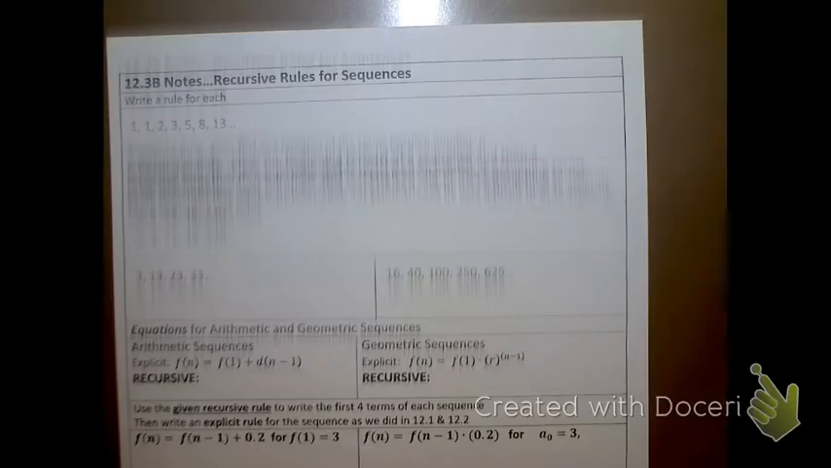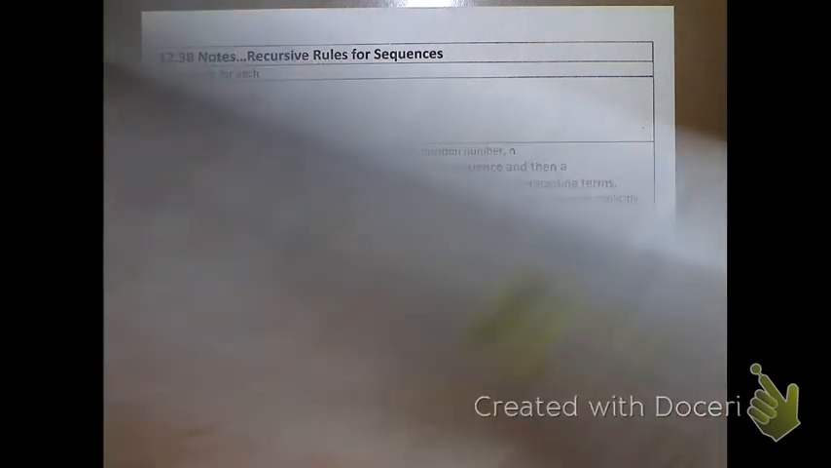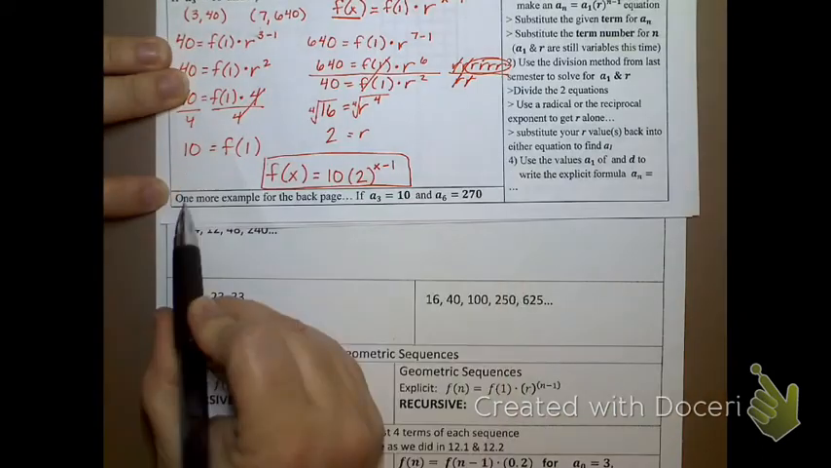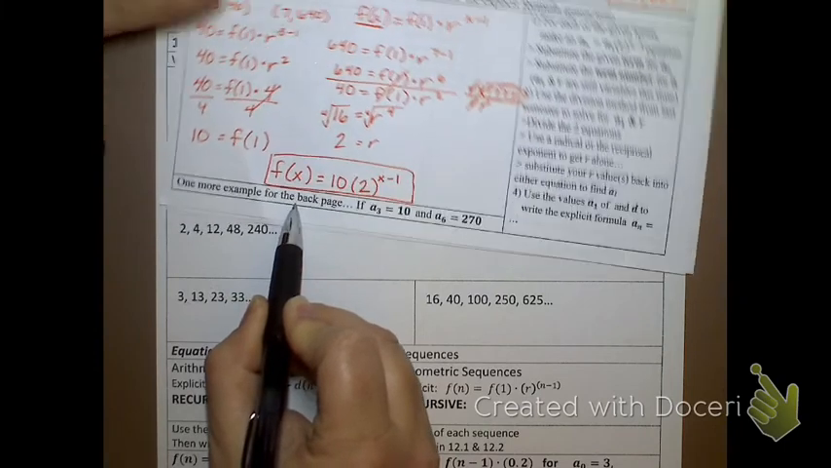So we're jumping into 12.3b. Yes, we're skipping 12.3a. But I wanted to touch back on one more example from yesterday's notes that I didn't get to. I want to start off with that example, just to give you another example of how to do that whole 2 points thing.